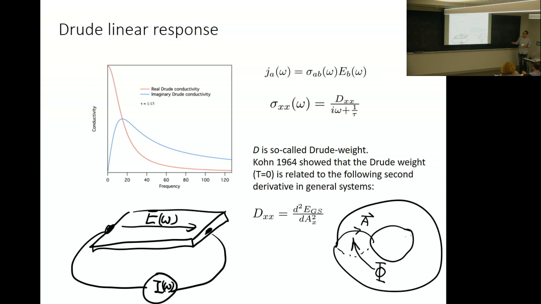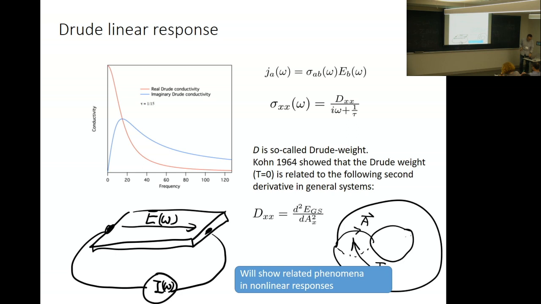This formula itself is quite beautiful, actually. I like this result a lot, because it's very deep. It's independent of any details of the system, and it tells you something about the experiment. I think Kohn talked about this mainly, with a motivation of how to define an insulator. Although we all work with insulators and metals, how do we sharply define them in a many-body system? So this is connected to that question. We will try to show some related phenomena in nonlinear responses.